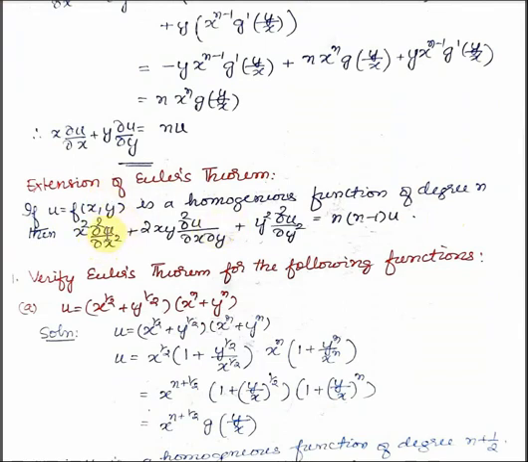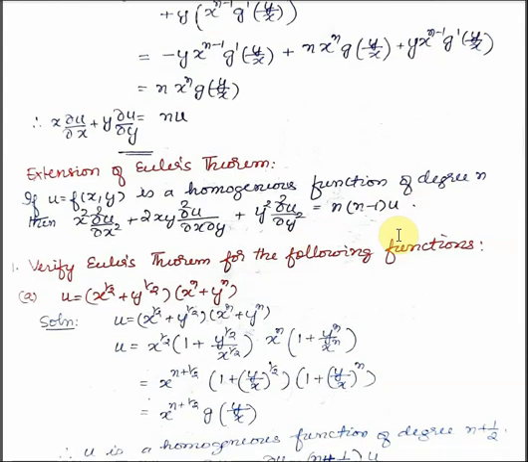One is the pure derivatives, ∂²u/∂x² and ∂²u/∂y², and one is the mixed derivative. Therefore, when it is x² in the partial derivative, then it is x² into ∂²u/∂x² plus 2 times the mixed derivative, therefore 2 into xy into ∂²u/∂x∂y, plus the second partial derivative with respect to y. Therefore, this is y² into ∂²u/∂y² is equal to n into n minus 1 into u. This is the extension to higher order derivatives.